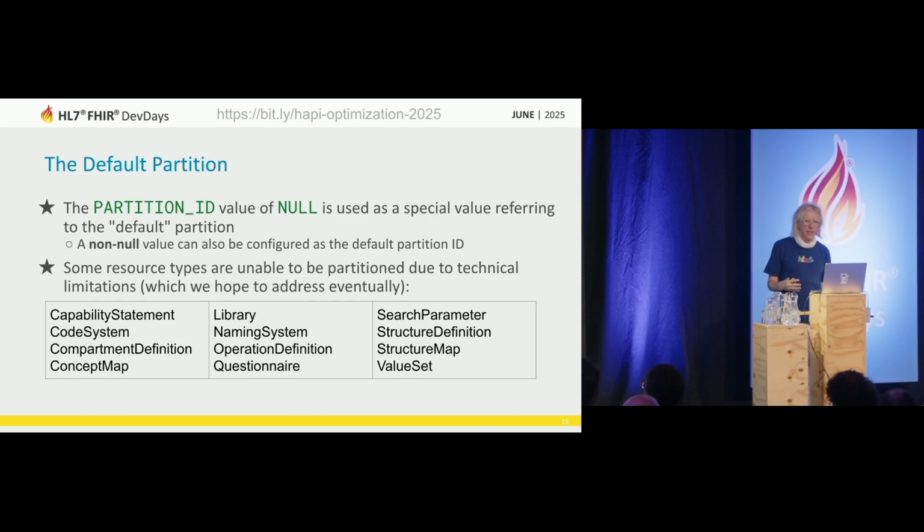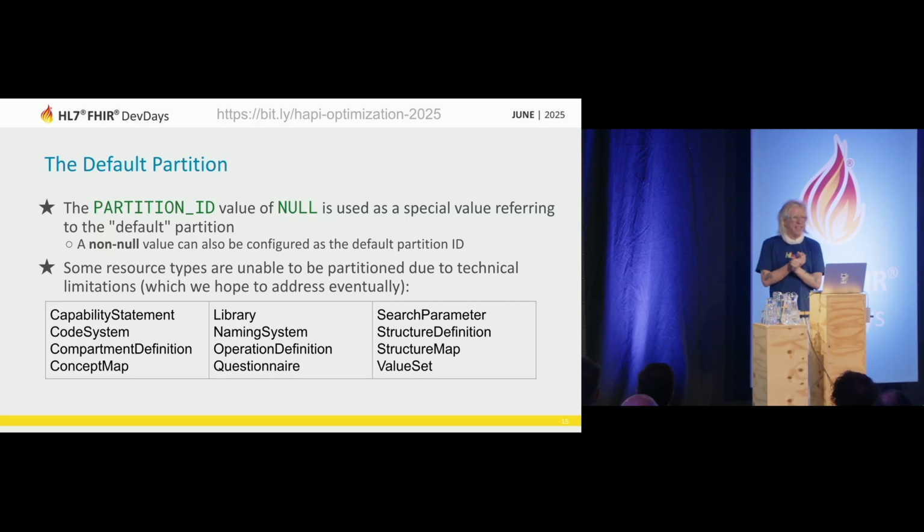Some resources are required to be stored in this special partition, and what we do is we use the value of null in the partition ID column to refer to the default partition. Putting a null in there was kind of a deliberate design choice. I was talking before about how we try really hard to maintain backwards compatibility, and one of the big challenges we had was in layering partitioning on top of the existing database schema we had. We didn't want to make any changes that meant that anyone who was upgrading from a previous version of HAPI-FHIR all of a sudden had things breaking because we had this non-nullable column.